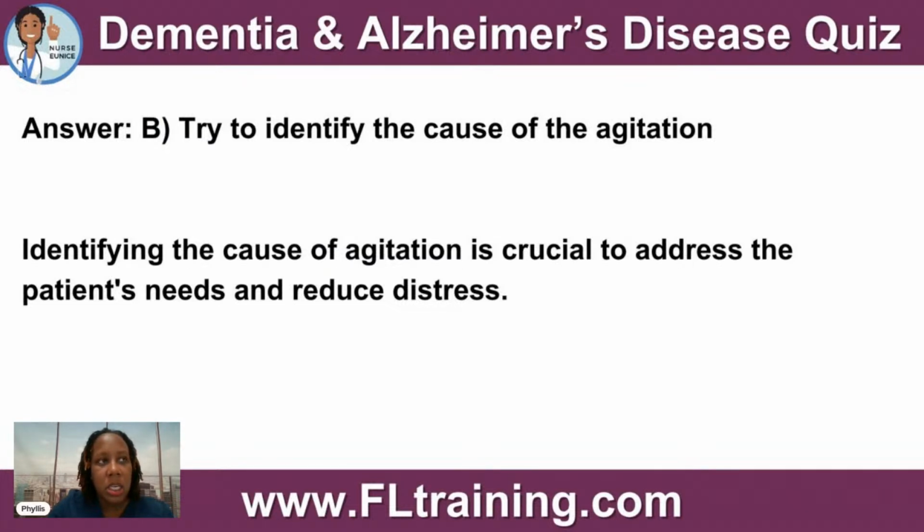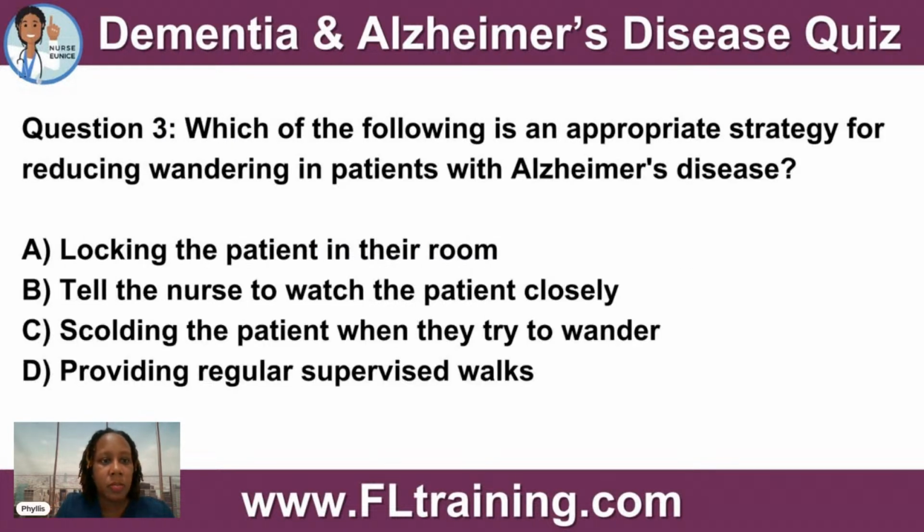All right. So the next question is, which of the following is an appropriate strategy for reducing wandering in patients with Alzheimer's disease? A. Locking the patient in their room. B. Tell the nurse to watch the patient closely. C. Scolding the patient when they try to wander. D. Providing regular supervised walks.